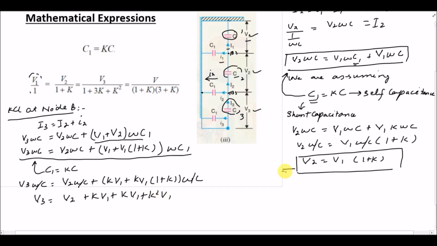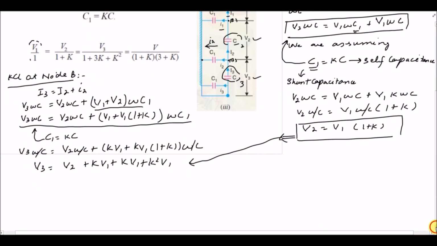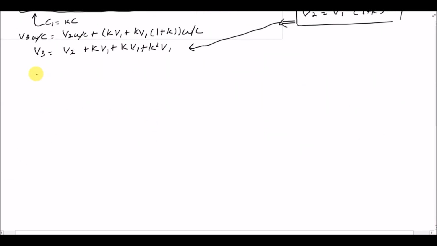But we also know the value of V2, so I will use this value of V2 in this equation. V3 will become V1 into 1 plus K plus KV1 plus KV1 plus K square V1. By further solving, it will become V1 plus V1K plus V1K plus V1K square.